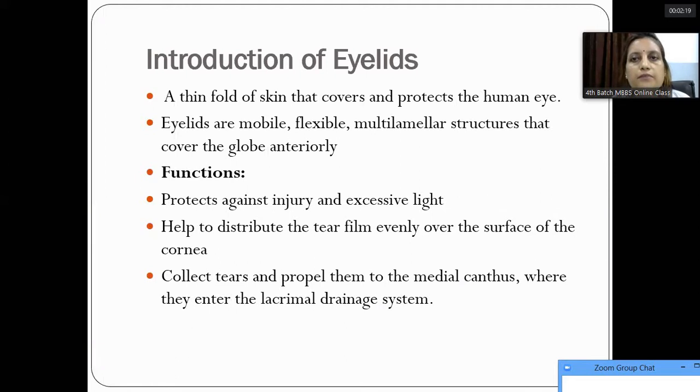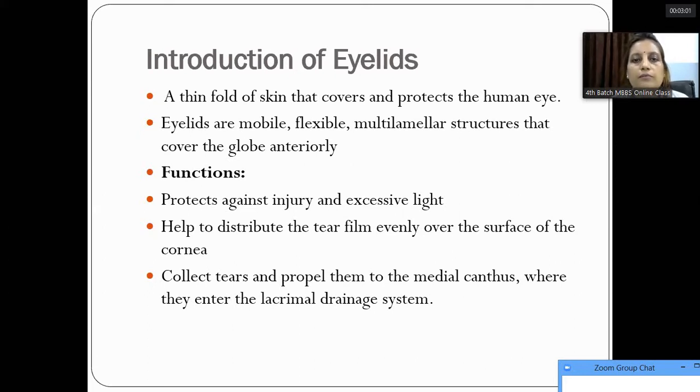So what type of structure is the lid? It is a very thin fold of skin that covers and protects the human eye. Eyelids are a mobile, flexible, multilaminar structure that covers the globe anteriorly. The main function of the lid is to protect against injury and excessive light. Whenever there is a slight trauma or any excessive light outside, there is a reflex mechanism, and automatically closure of the lids occurs, which protects the eyeball.